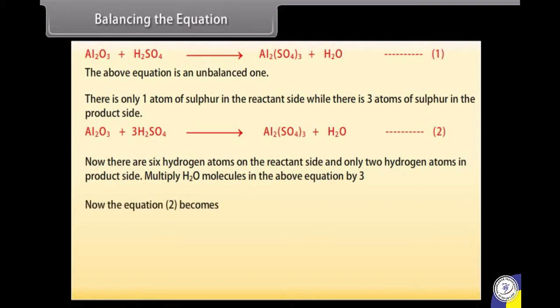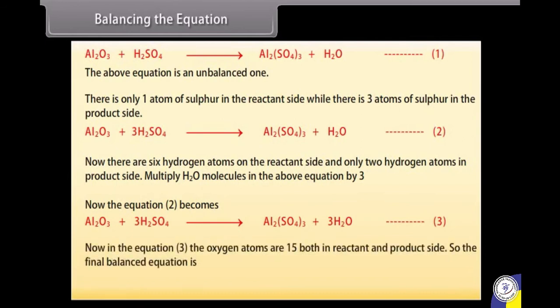Now the equation 2 becomes Al2O3 plus 3H2SO4 gives Al2(SO4)3 plus 3H2O, which is equation 3.